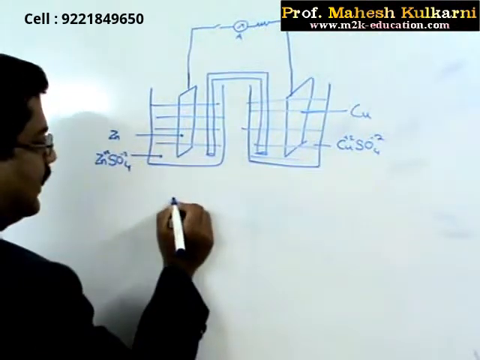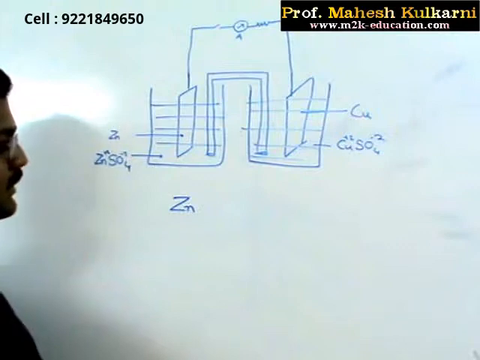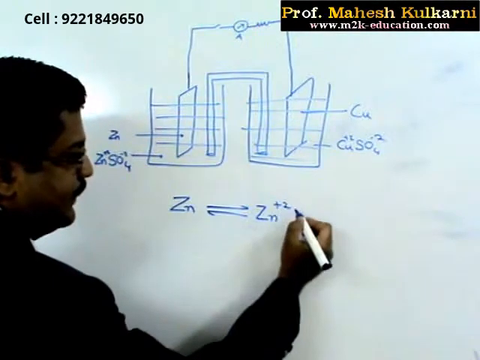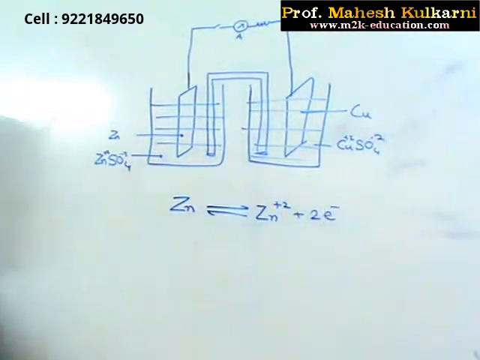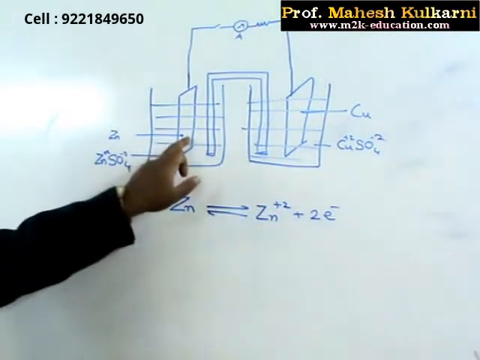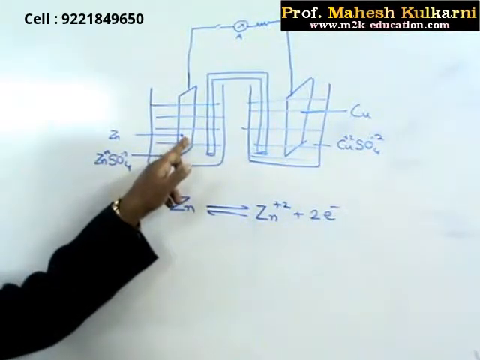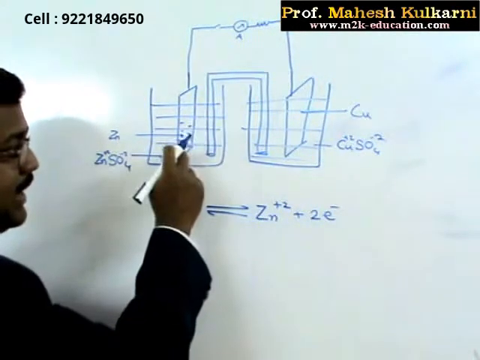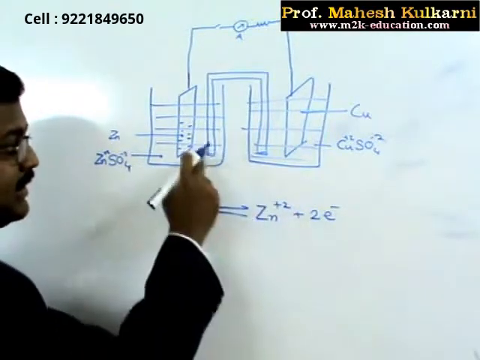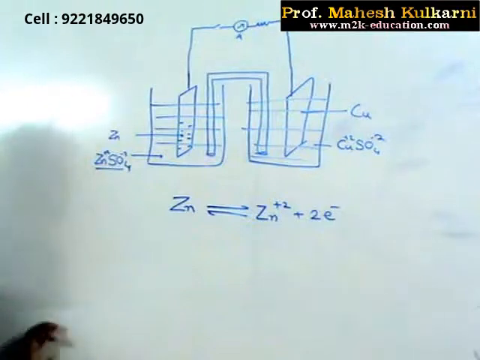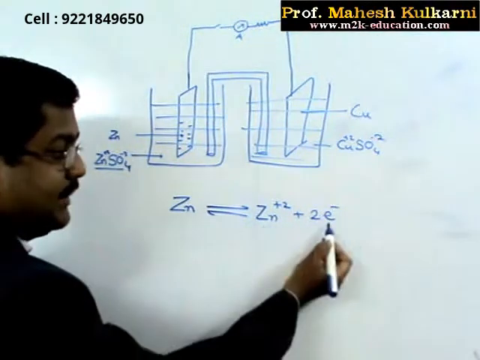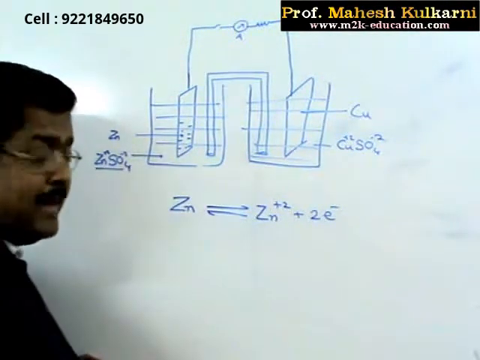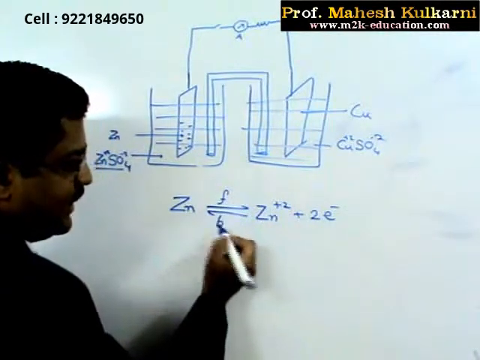Now here I am having zinc. Zinc can undergo oxidation to Zn plus 2 and 2 electrons are released. That means the electrons are kept back on the zinc plate, and the zinc ion enters the solution. The solution already has zinc ions, so a few zinc ions can come to the plate, accept electrons and get converted into metal. So this is the forward reaction, and this is the backward reaction.